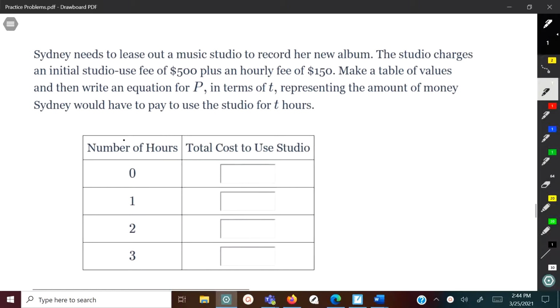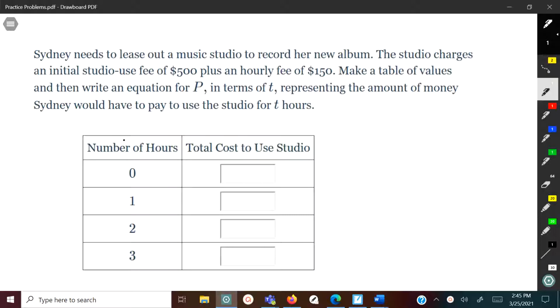Alright, here it says Sydney needs to lease out a music studio to record a new album. The studio charges an initial studio fee of $500 plus an hourly fee of $150. Make a table of the values and then write the equation for P in terms of T to represent the amount of money Sydney would have to pay to use the studio for T hours.